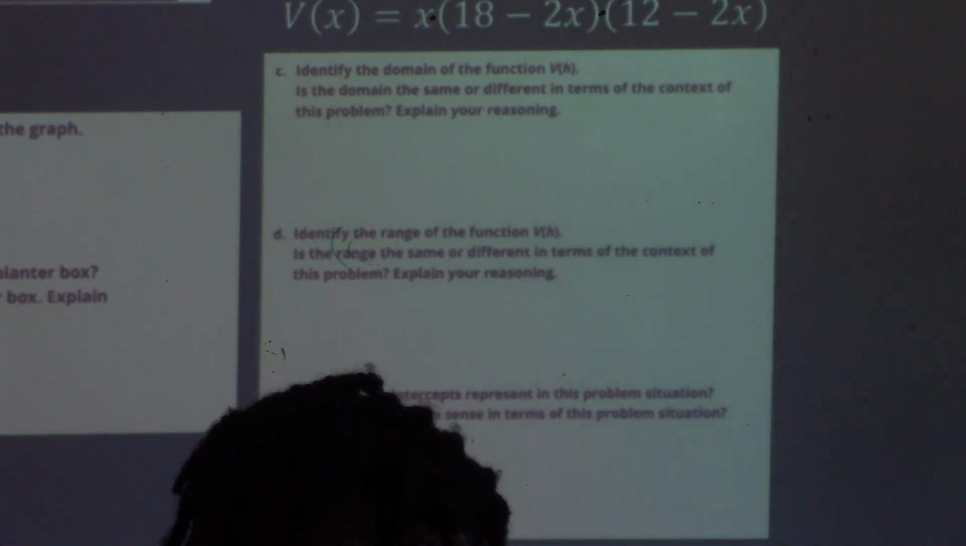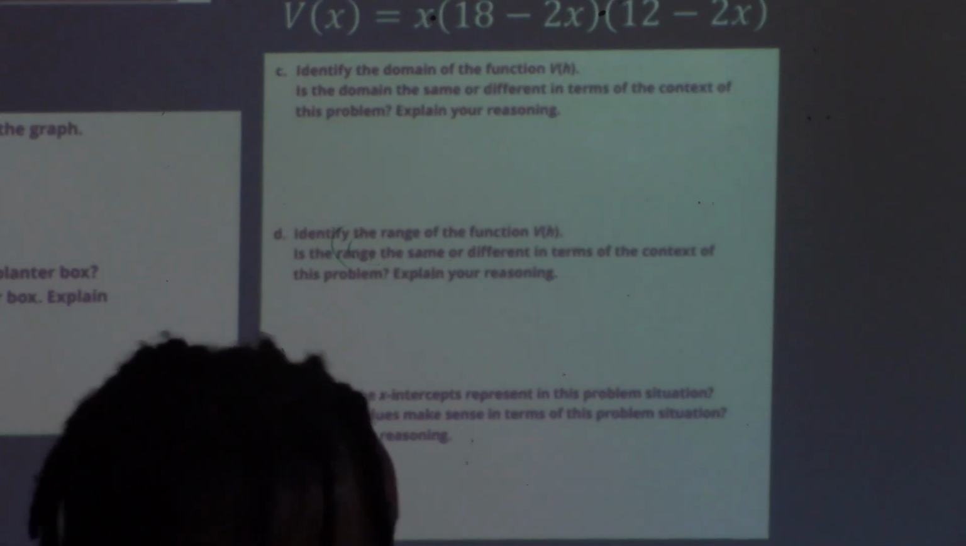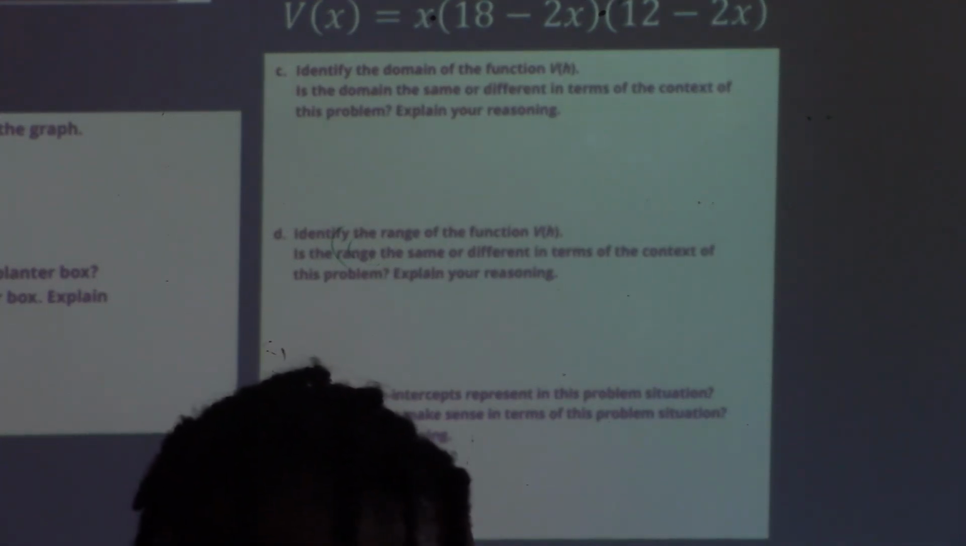Hey guys, do we have our calculators? Okay, each of you needs a calculator. I said one person per group go grab calculators, but each person needs a calculator. Go fast.